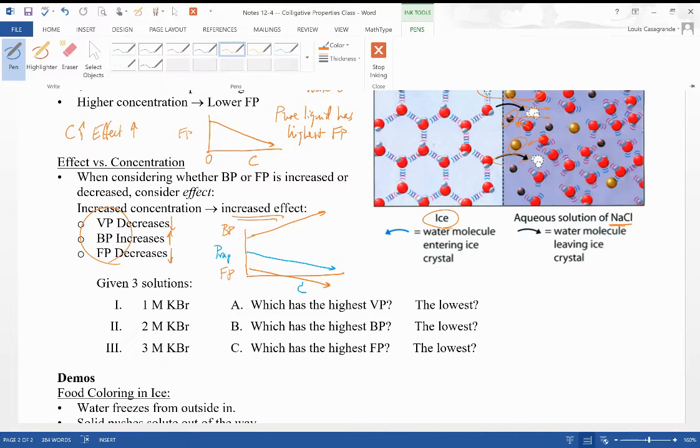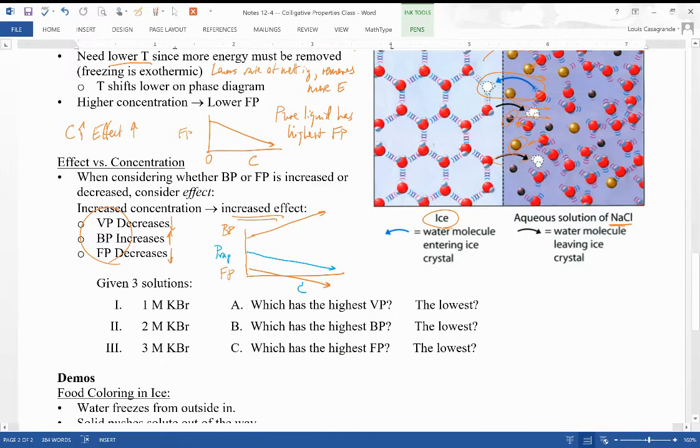So in this little exercise, I'm going to ask you to look at 3 solutions: 1 molar potassium bromide, 2 molar potassium bromide, and 3 molar potassium bromide. I want you to pause the video for a moment as you think about which has the highest vapor pressure and the lowest, which has the highest boiling point and the lowest, which has the highest freezing point and the lowest.